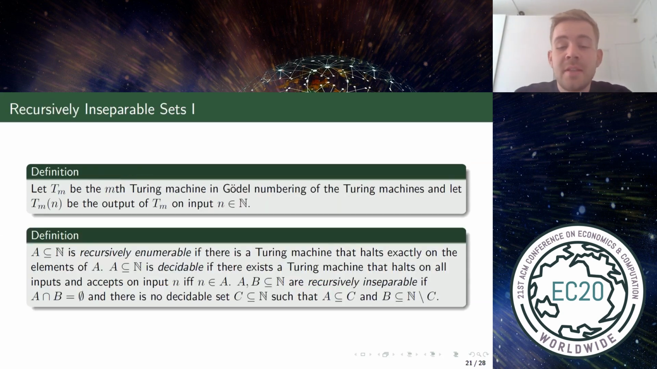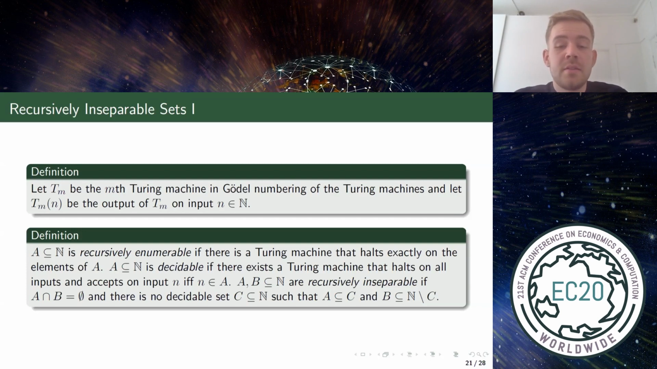Before we define the undecidable problem, consider the standard Gödel numbering of Turing machines and let T_m(n) be the output of the m-th Turing machine on the input n. We say that the set A is recursively enumerable if there is a Turing machine that halts exactly on the elements of A. And a set is decidable if there is a Turing machine that halts on all inputs and accepts exactly the elements of A.